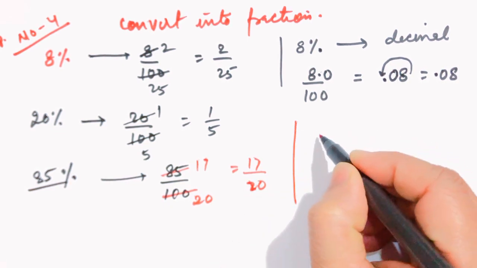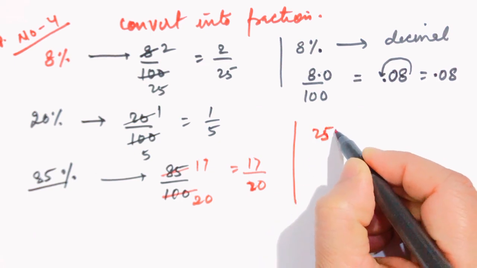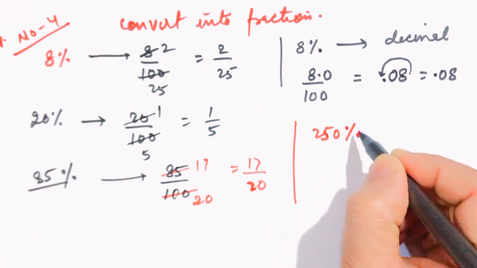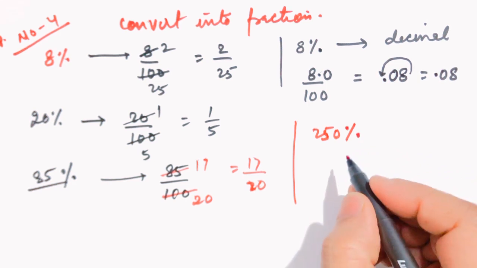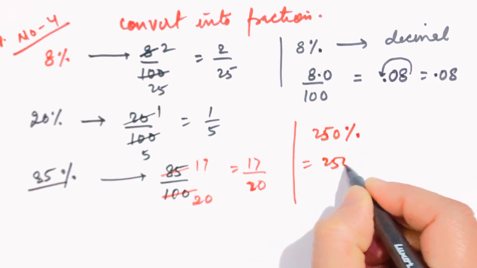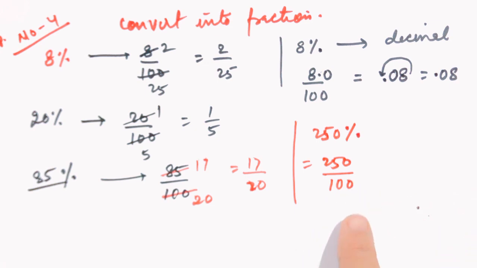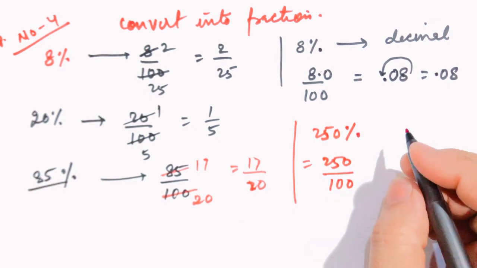Similarly, we have 250%. Baapre. 250% means 250 by 100. Why? Because we are converting it into fraction.